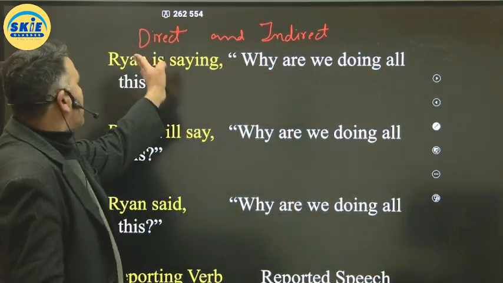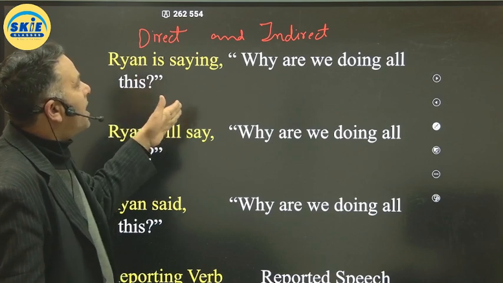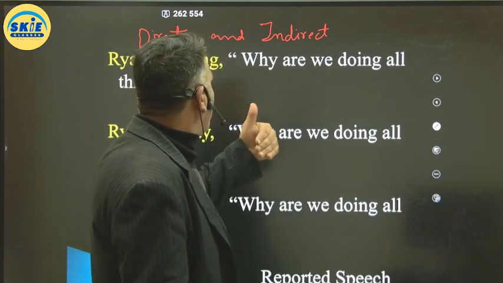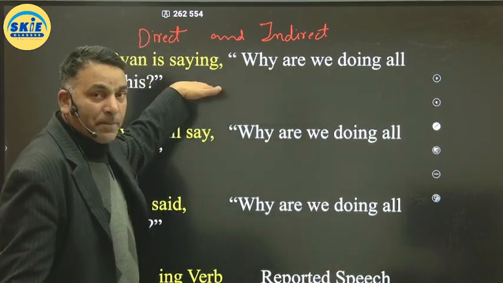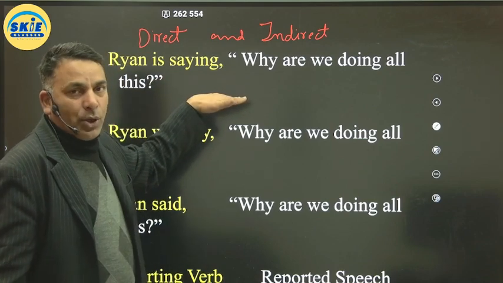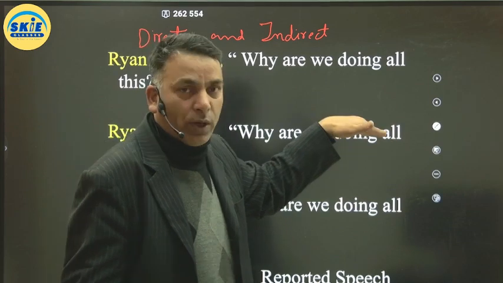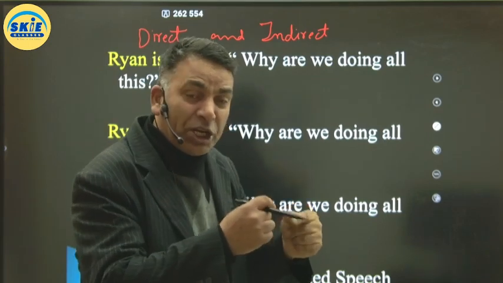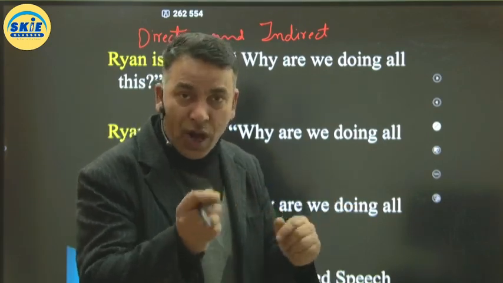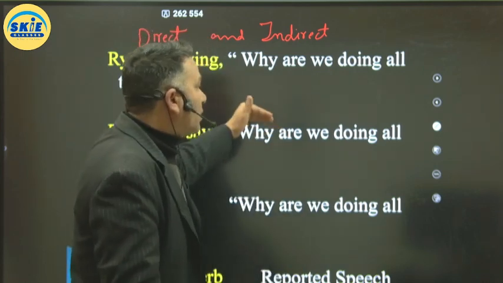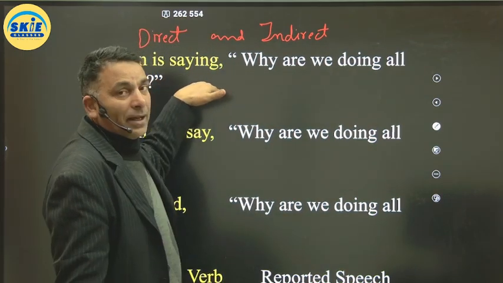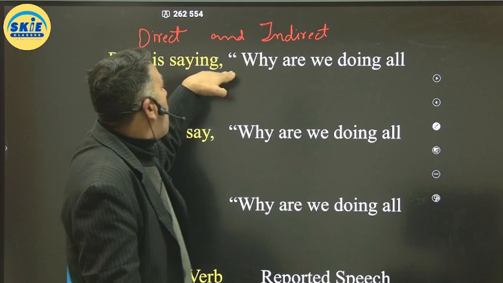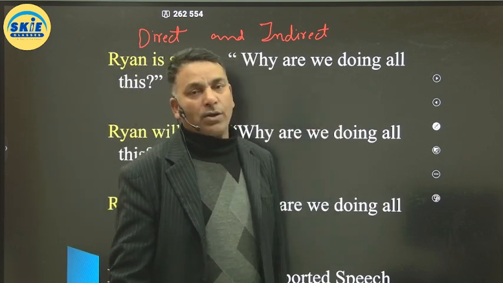So, here is a sentence. Ryan is saying, why are we doing all this? This is the direct sentence. And there are two parts to it. Grammatically speaking, there are two parts to it that you must understand, because when you write your examinations, you are supposed to change these sentences from direct to indirect speech. All right? So we have to understand, first thing is a direct sentence. It has two parts to it. One, Ryan is saying, that is one part. Why are we doing all this? That is the other part of it.